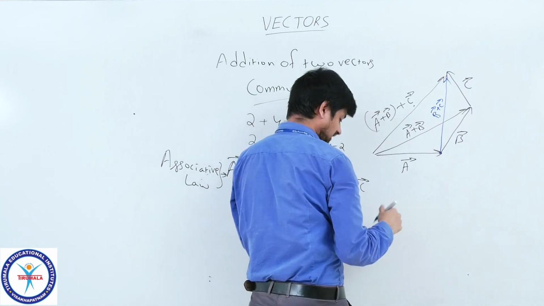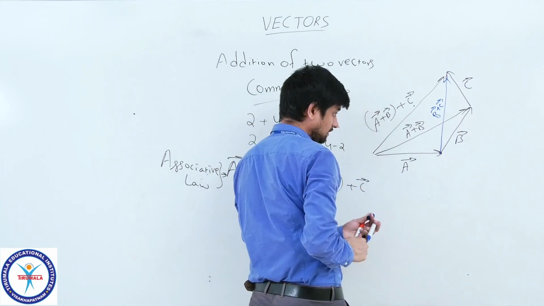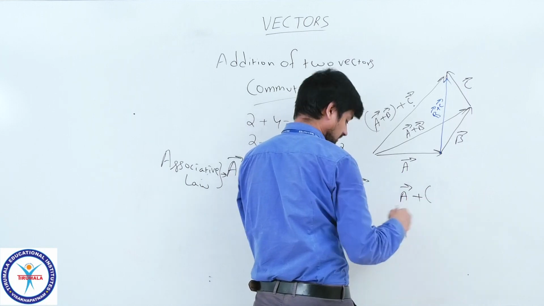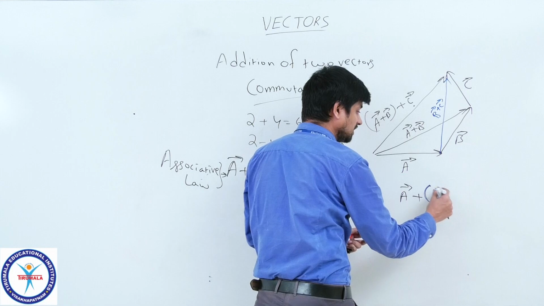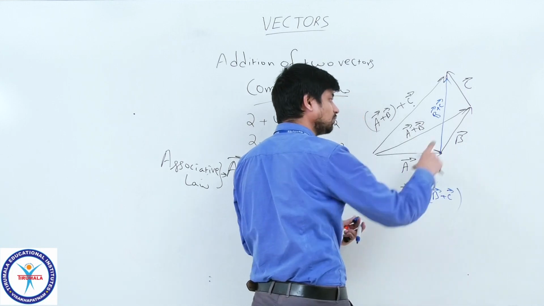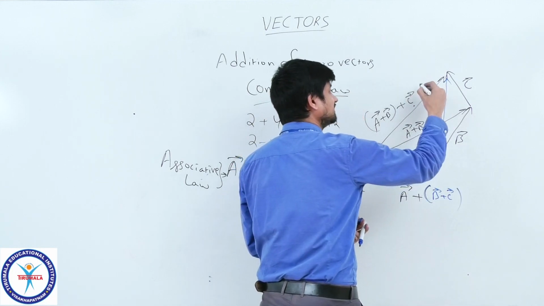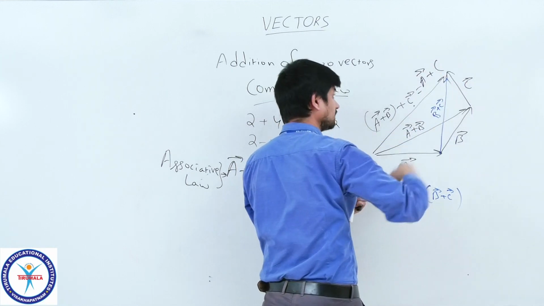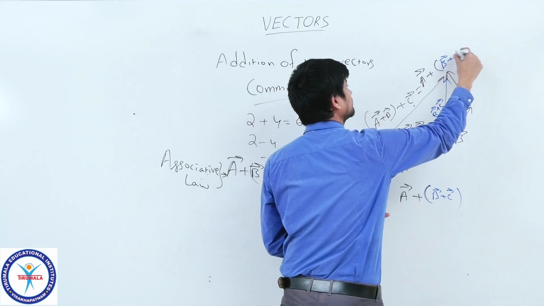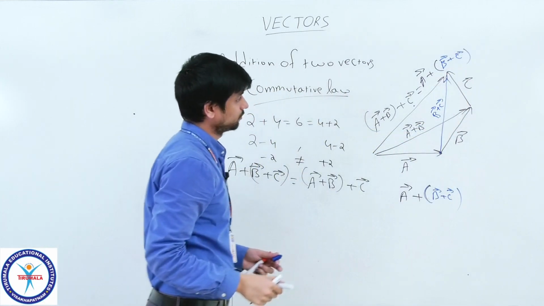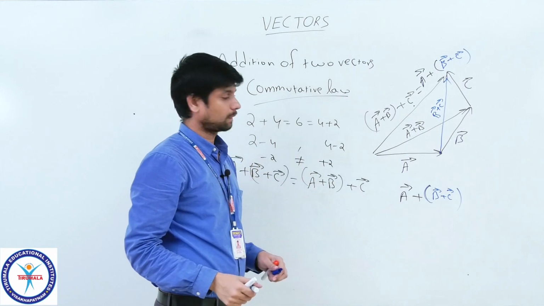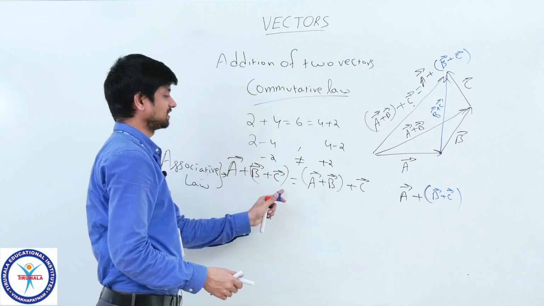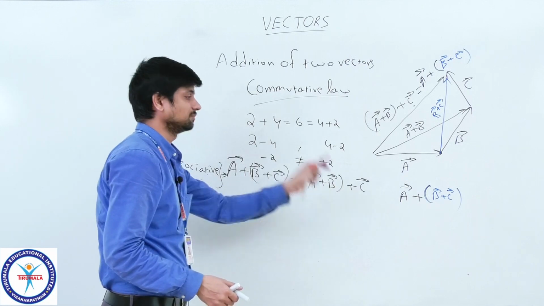So, I am writing children here. This is A bar plus (B bar plus C bar). Here also what is the resultant, children? The same one. This can be equated to (A bar plus B bar) plus C bar. Geometrically I can prove. See? So, in this way we have shown. Okay? (A bar plus B bar) plus C bar equal to A bar plus (B bar plus C bar).